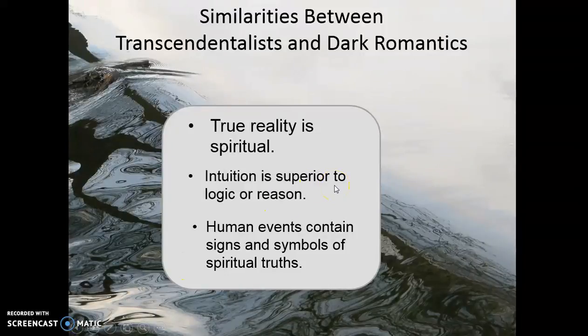So there were some similarities between the transcendentalists and the dark romantics. True reality is spiritual. They both believed that. They also believe that intuition is superior to logic and reason. And we talked about, what does it mean to be intuitive? It's when you feel like you just know something, okay? And then the human events contain signs and symbols of spiritual truth.